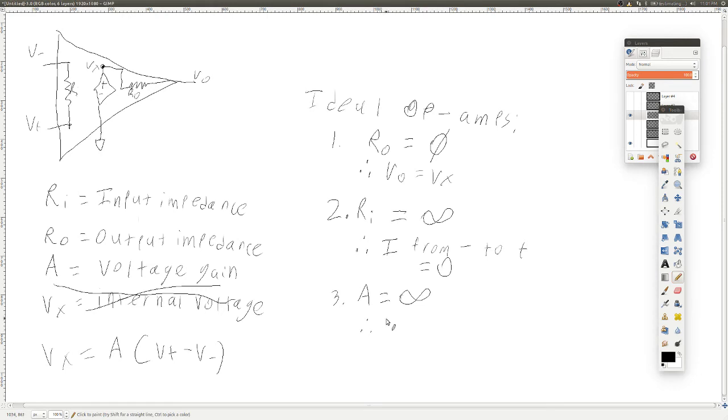So let's go ahead and say that we have, as a result of A being equal to infinity, V plus is equal to V minus in negative feedback. What does that mean for circuit design? Let's go back to that last slide.